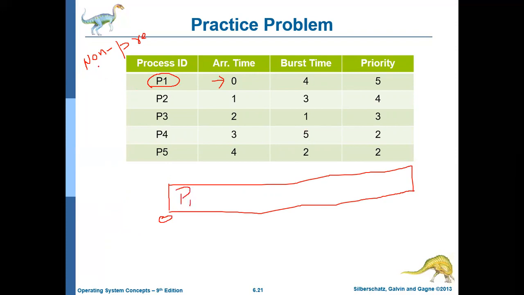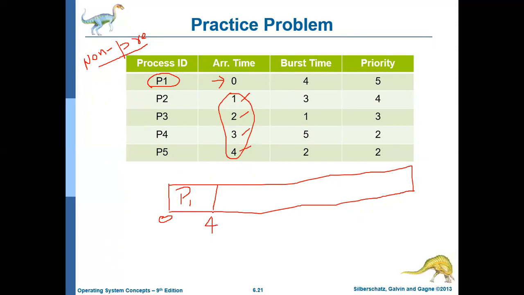As it is a non-preemptive scheduling, once the processor is given to P1, it is not going to give up the processor until it completes. Its burst time is 4 milliseconds, so it will complete at the 4th millisecond. By the 4th millisecond, all the remaining jobs have arrived. P2 has arrived at the 1st millisecond, P3 at the 2nd millisecond, P4 at the 3rd millisecond, and P5 at the 4th millisecond.